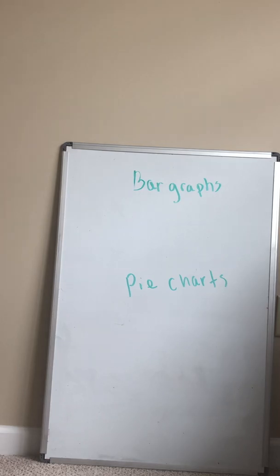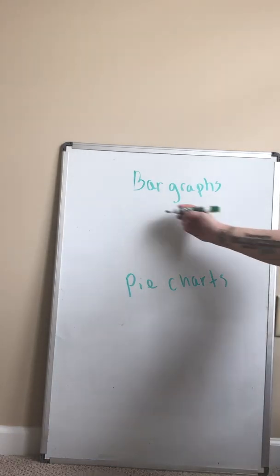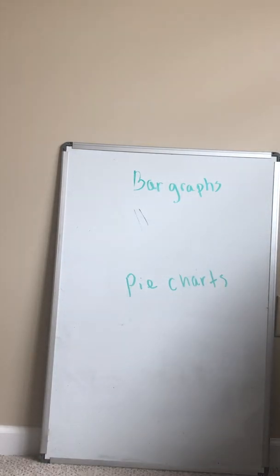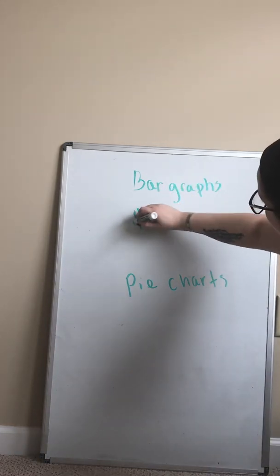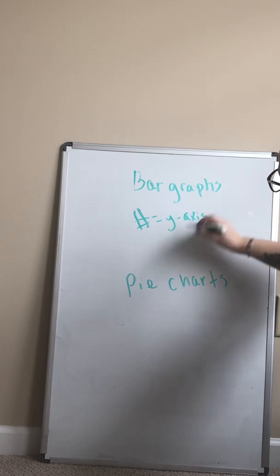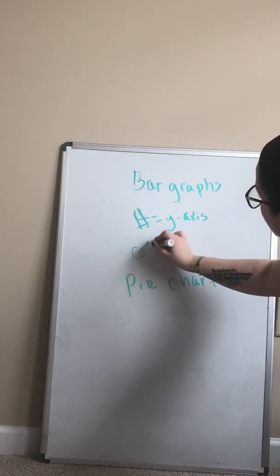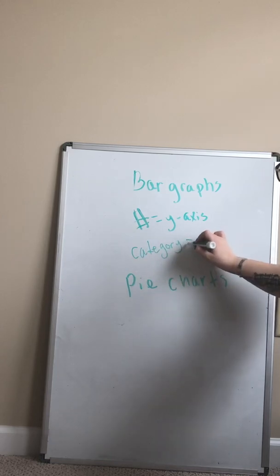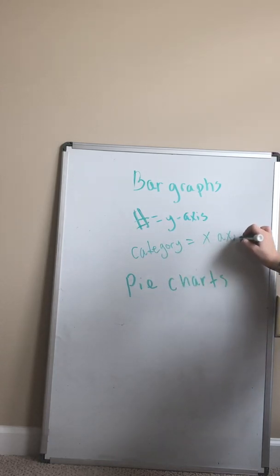So for a bar graph, the number is on the y-axis, and the category, in this case the homeroom, is on the x-axis.